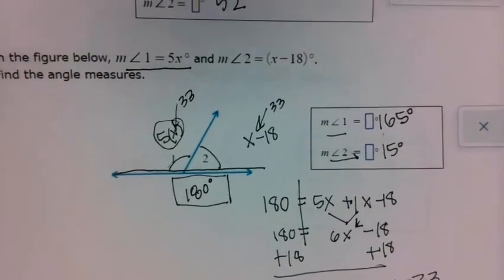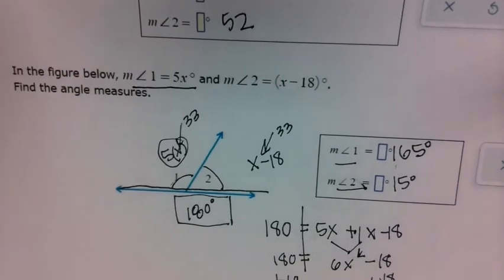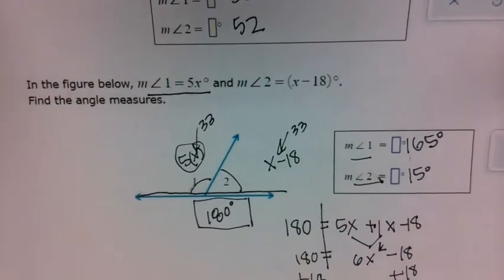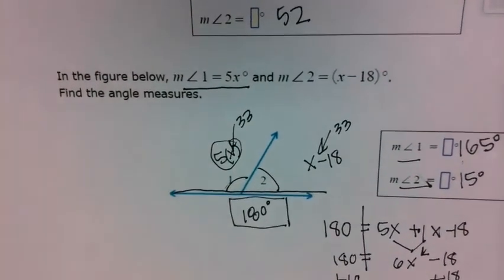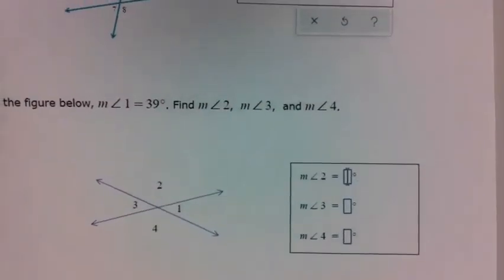Alright, so that's it for calculating angles of complementary and supplementary angles. We want to talk about one more thing. We want to talk about something new called vertical angles. I'm going to draw a diagram.